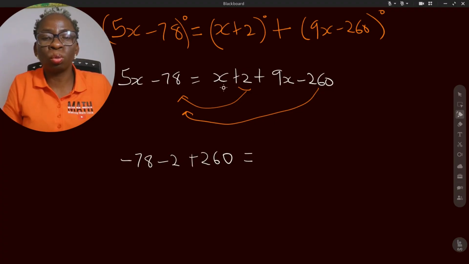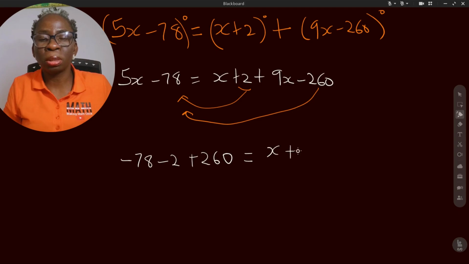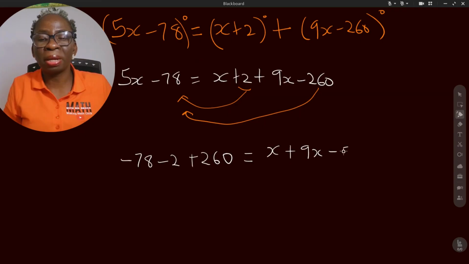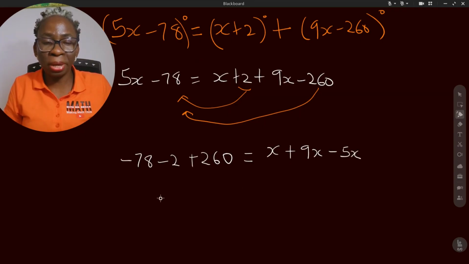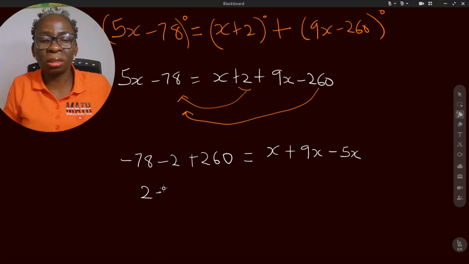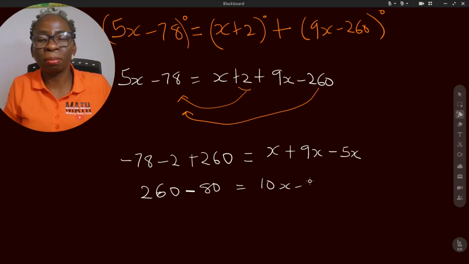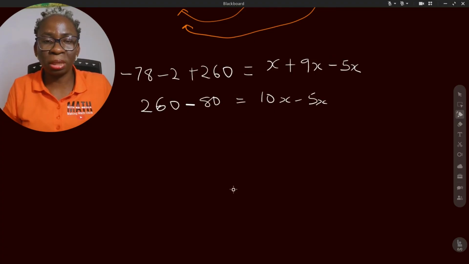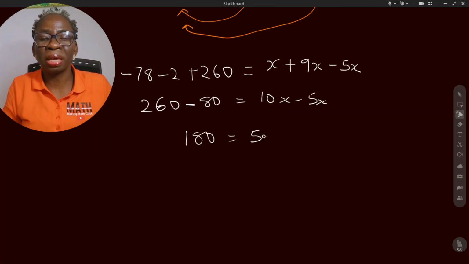And that will be equal to x plus 9x. When 5x moves to the other side, it becomes minus 5x. So now here we have 260 minus 80 to be equal to 10x minus 5x. 260 minus 80 will give 180. So this will be 180 equals 5x. When we divide both sides by 5, x will be equal to 36.